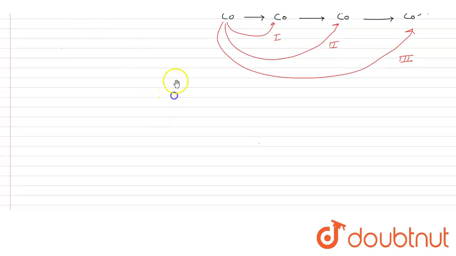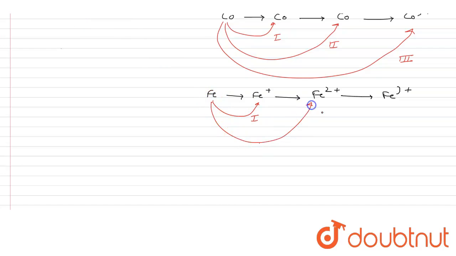Similar case here with iron. If I lose one electron, it becomes Fe+, and if I lose another electron, it becomes Fe2+. Another electron lost, and it becomes Fe3+. From iron to Fe+ is the first ionization energy, from iron to Fe2+ is the second ionization energy, and from iron to Fe3+ is our third ionization energy.